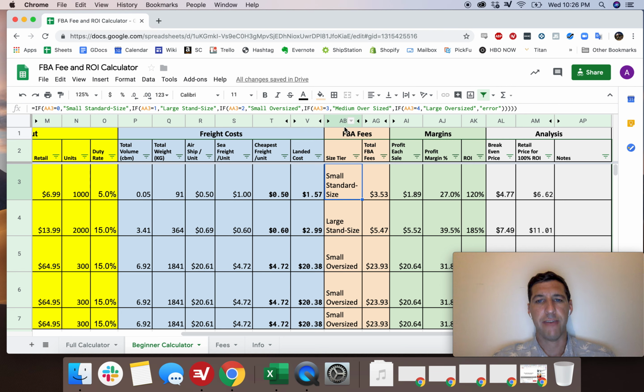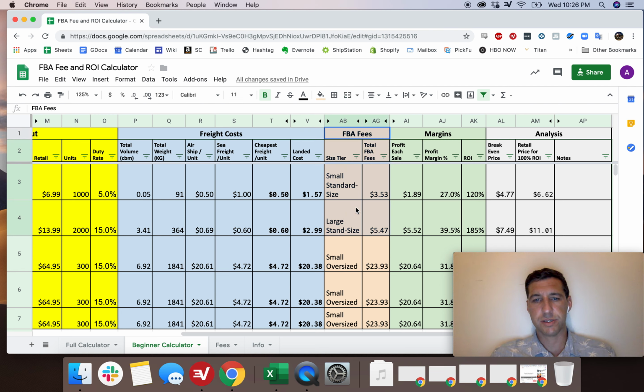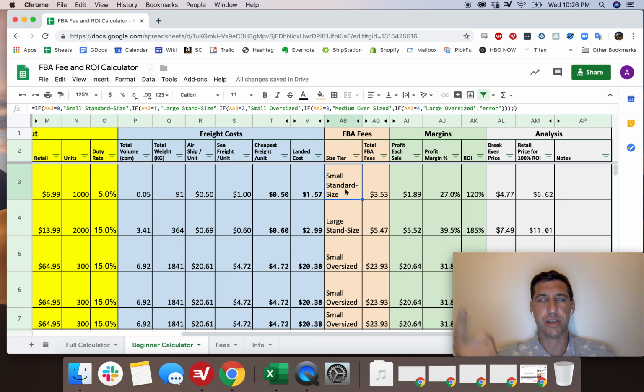Now the FBA fees. This is how much we're going to be charged every time we get a sale. FBA fees include commission, transportation and shipping, storage fees, and a bunch of other stuff too. You can poke at this equation if you want, but you don't have to. We have the size tier, it's small standard. If you don't know what that is, it doesn't really matter, just forget about it.